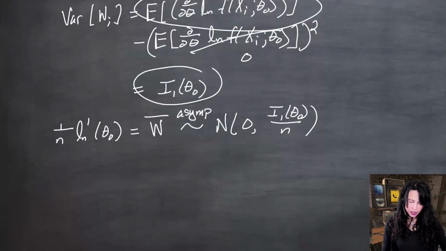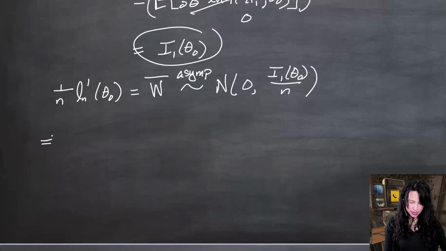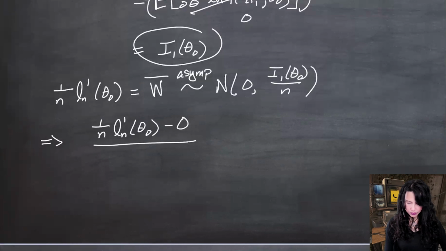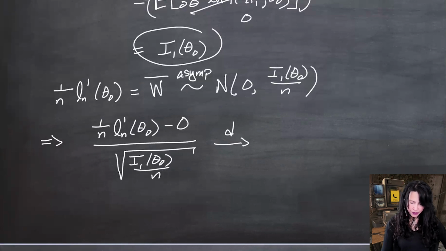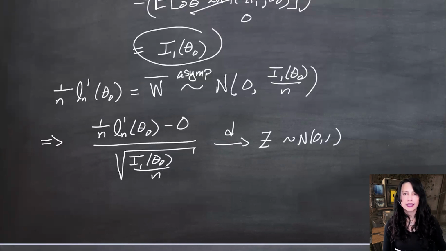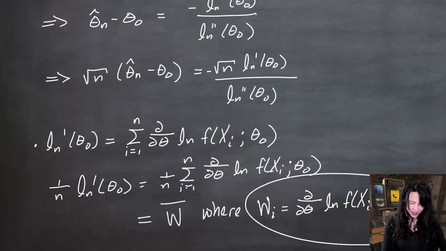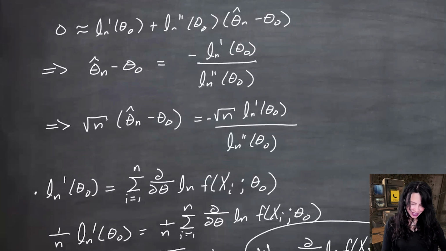In particular, this asymptotic statement says that 1 over n times the first derivative of this log likelihood minus 0, over the square root of I1 theta naught over n, is converging in distribution to a normal 0, 1. Okay, what were we doing? We are looking at this expression.